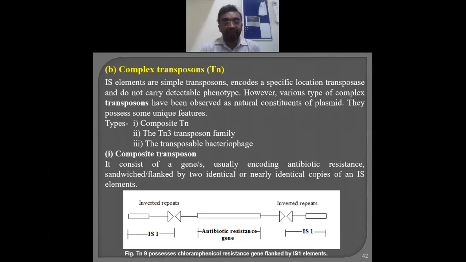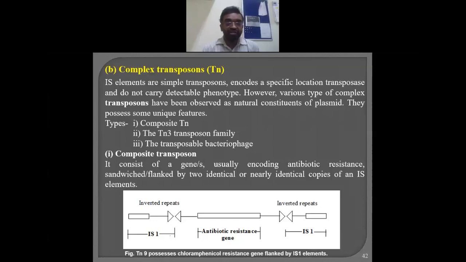They are different with respect to their organization and structural details, and they may be of three types. In case of bacteria, complex transposon may be of three types. One is the composite transposon, another is the TN3 transposon family, and the third is the transposable bacteriophage. Just as insertion sequences are abbreviated as IS elements, similarly the complex transposons are denoted by capital T N. TN is also an abbreviation that means transposon.